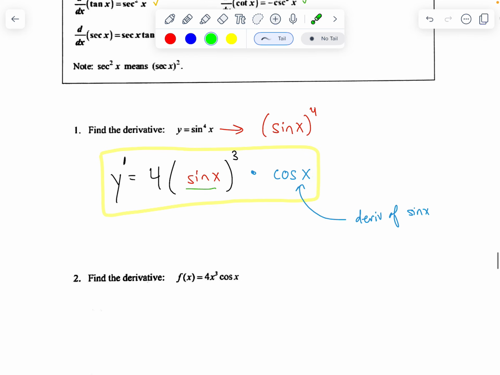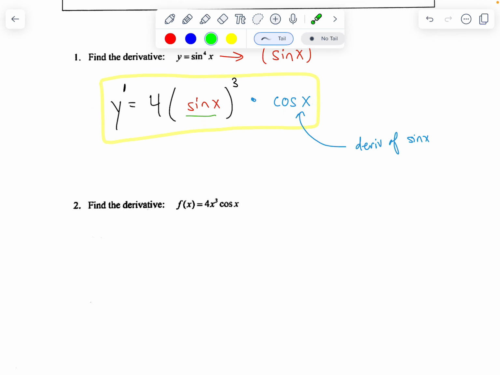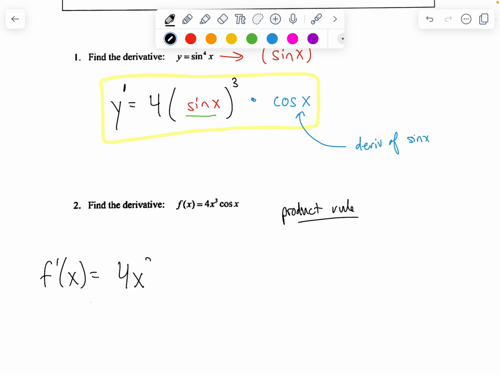Okay? Love it. Down here, find the derivative of f of x equals 4x cubed times cosine x. We have something times something. That means we need to use the product rule. Okay? If I take the derivative of f, we have 4x to the 3rd, the f, times the derivative of the 2nd. So that will be times negative sine x.